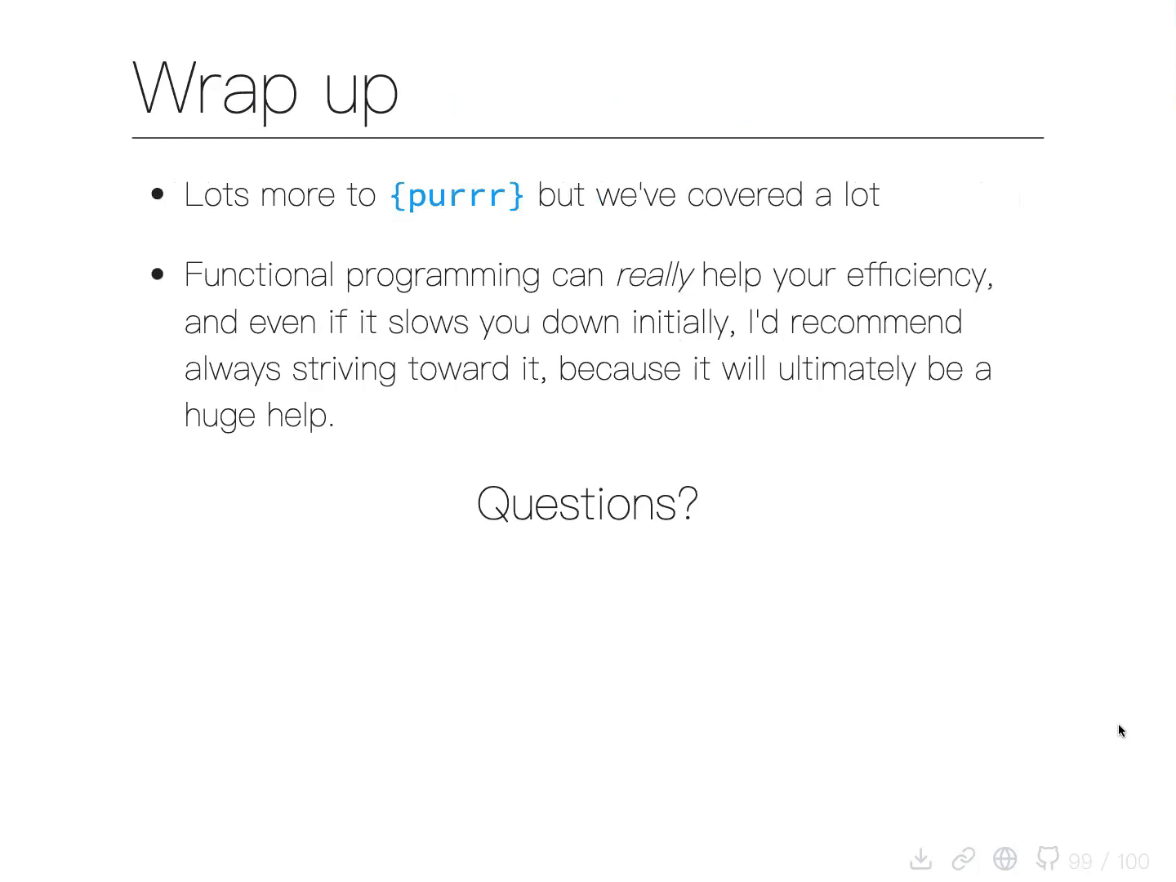Okay, so wrapping up, there's lots more to purrr, but we have covered a lot. We've covered a lot, not only on looping, but on purrr specifically. Functional programming is super, super helpful. And I do think if you force yourself to think in a functional programming way, and then actually apply these tools, it will initially slow you down, right? But in the long run, it's going to make you have better code that's more robust, that's more efficient, okay?